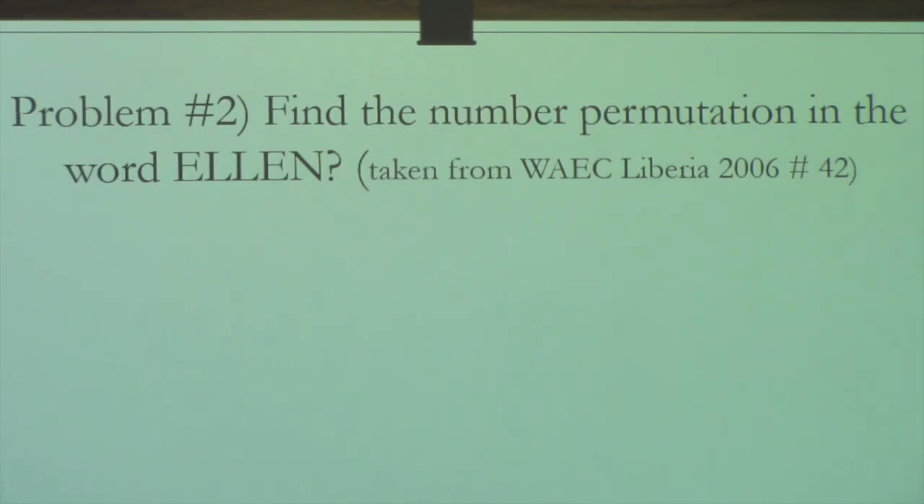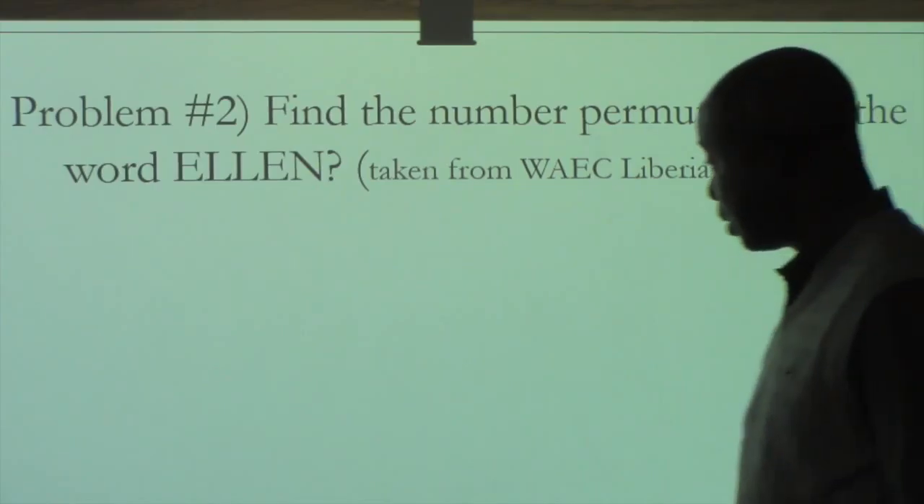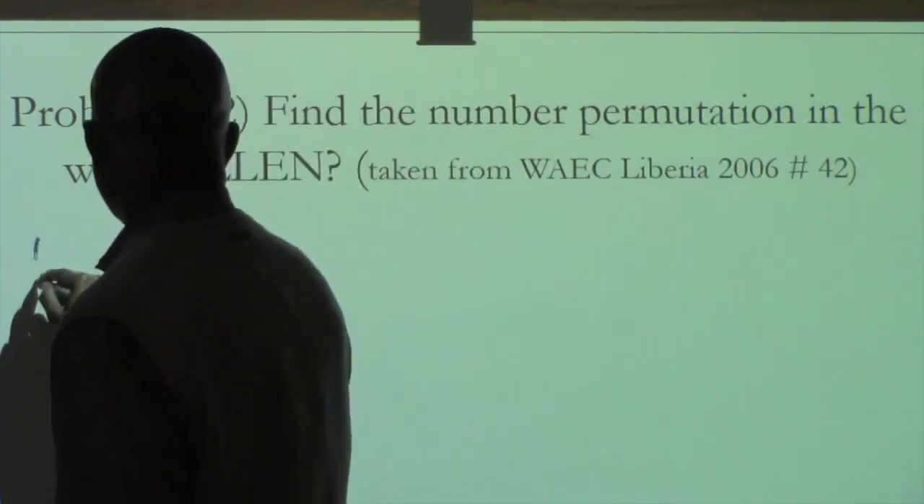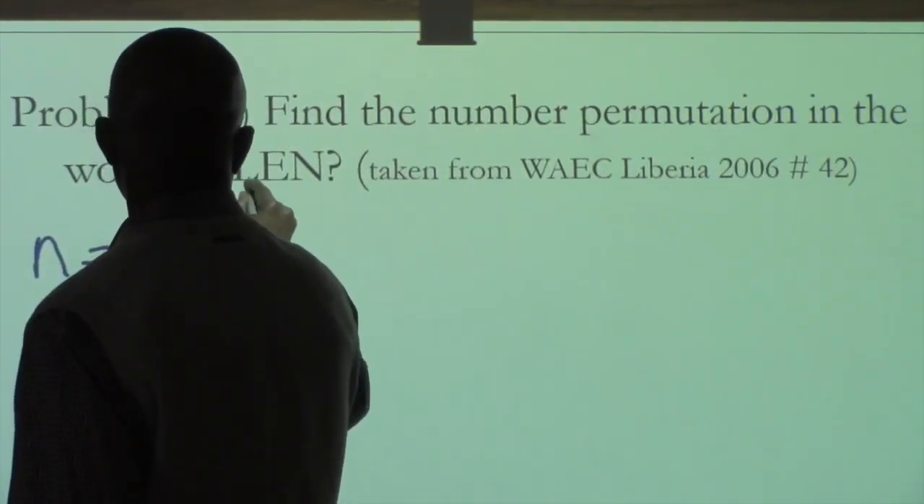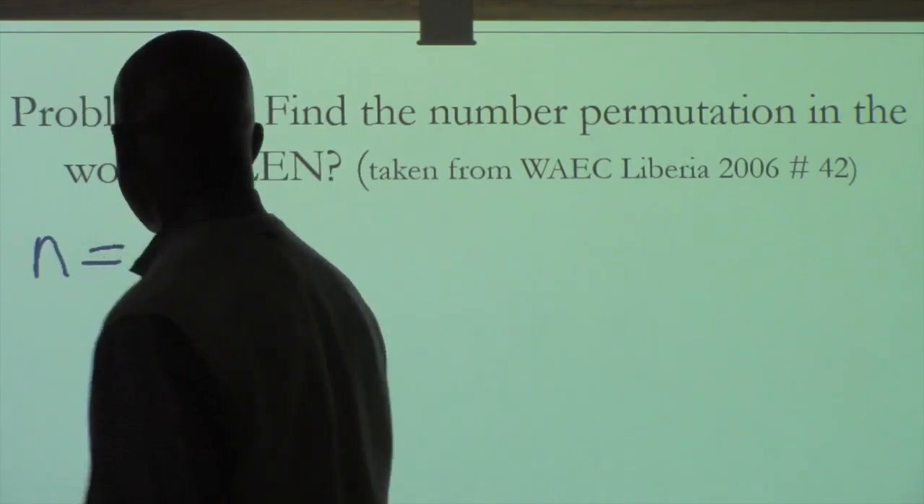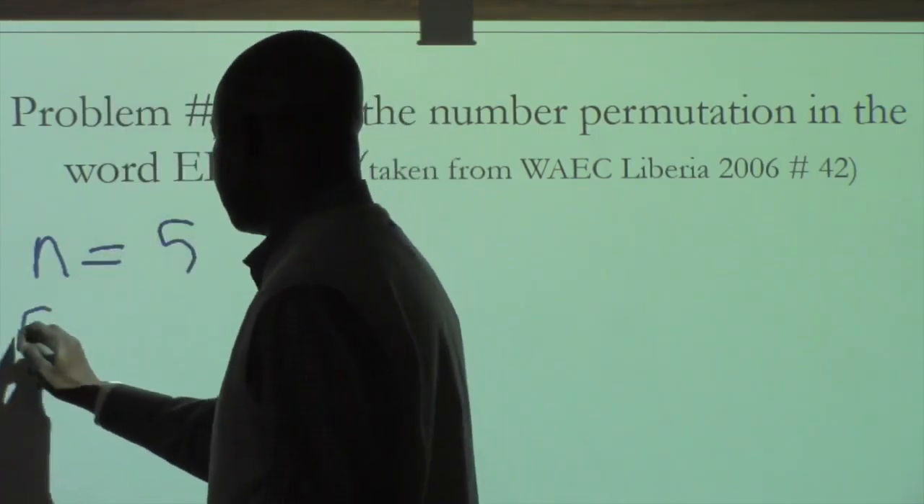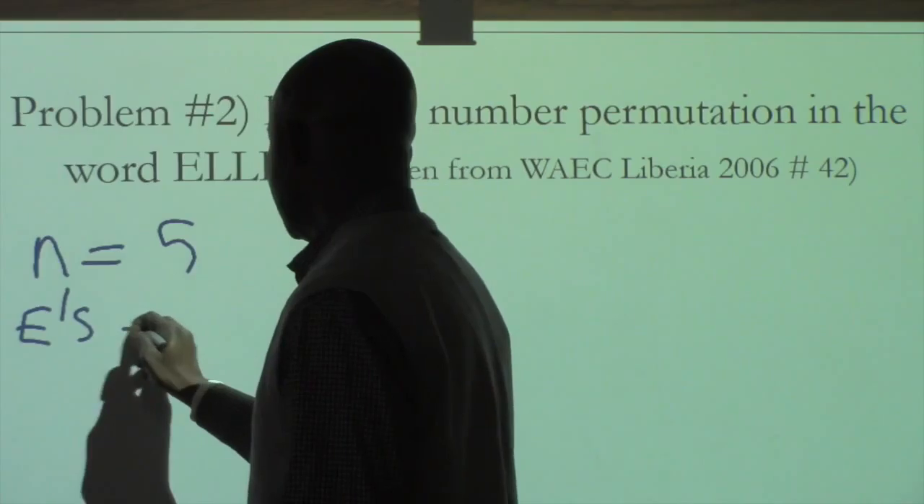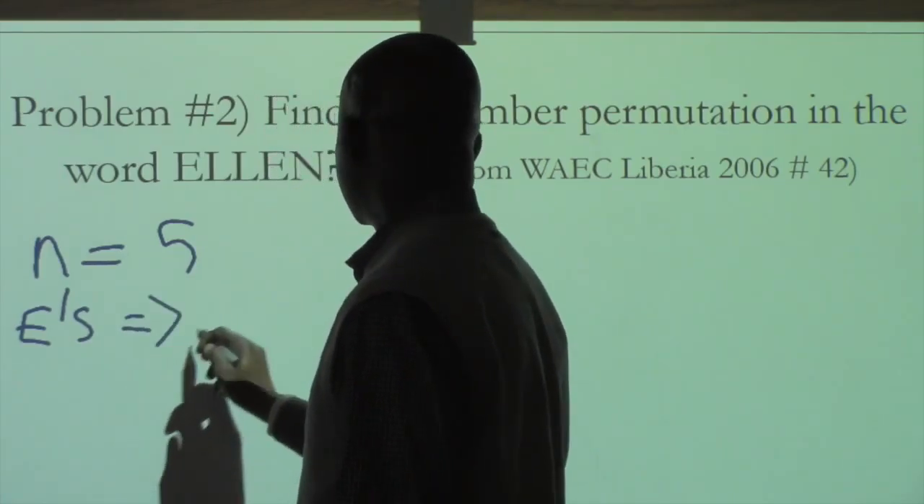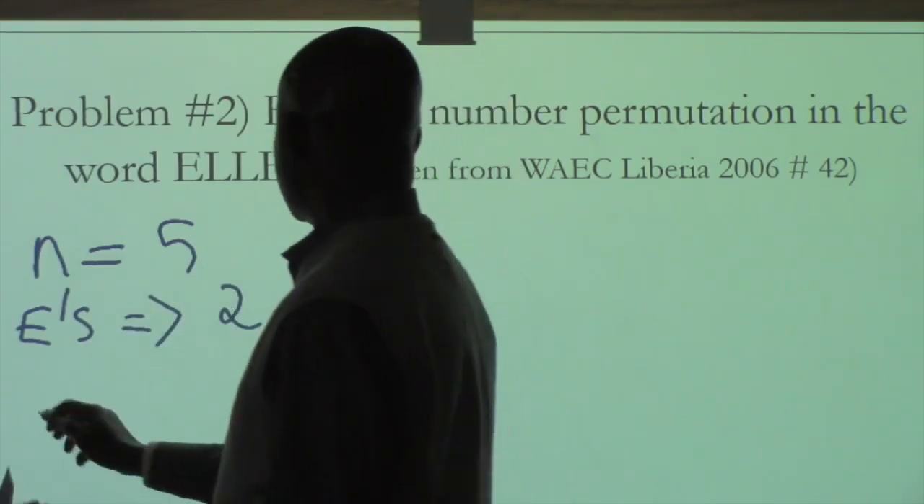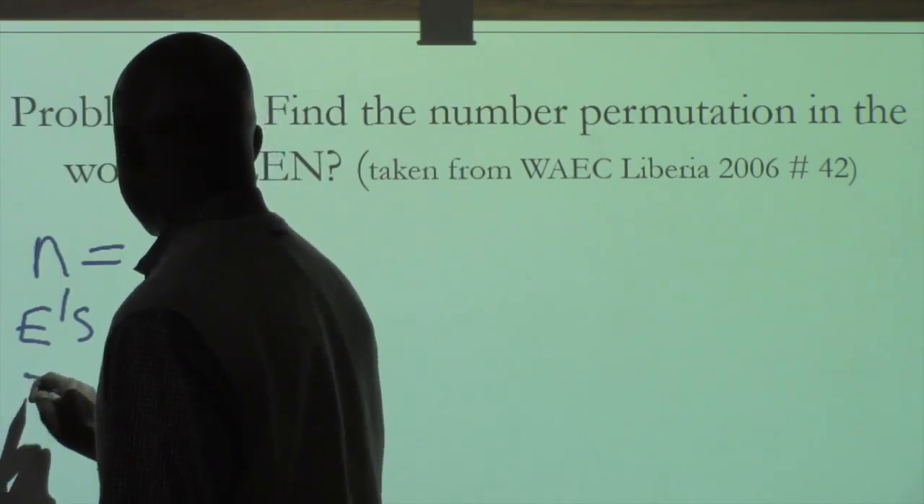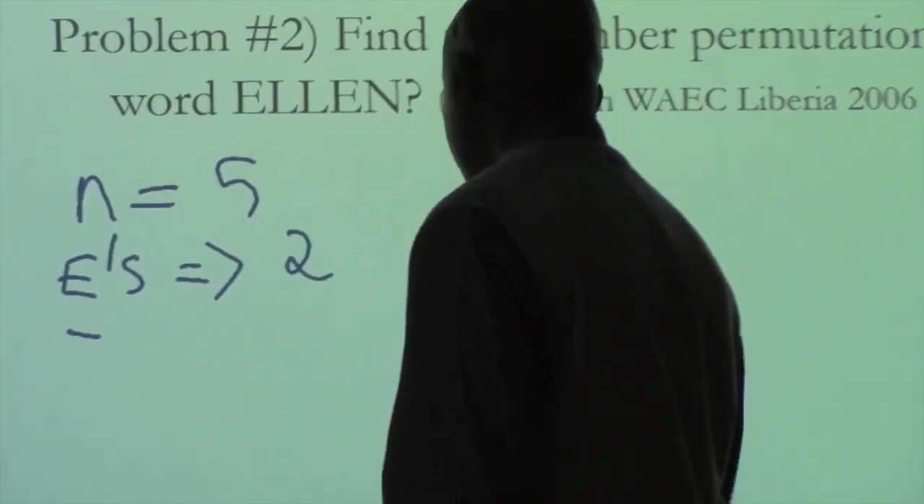Now, good. But here we see that we have, how many letters do we have here? The number of letters we have here will be 1, 2, 3, 4, 5. 5 letters. In here, we see that for E's, the number of E's we have will be what? 2. The number of L's we have, how many L's do we have?